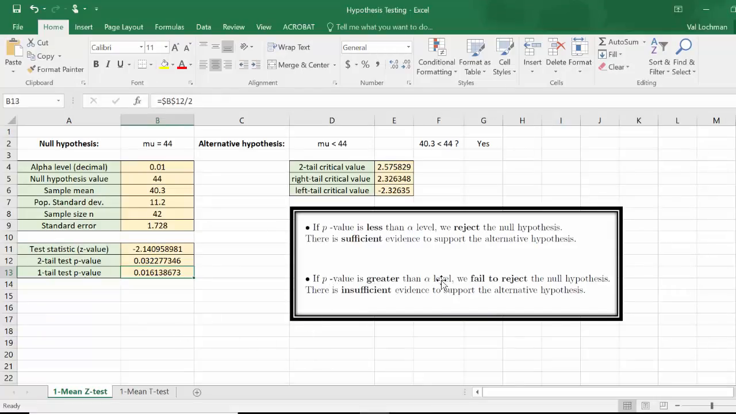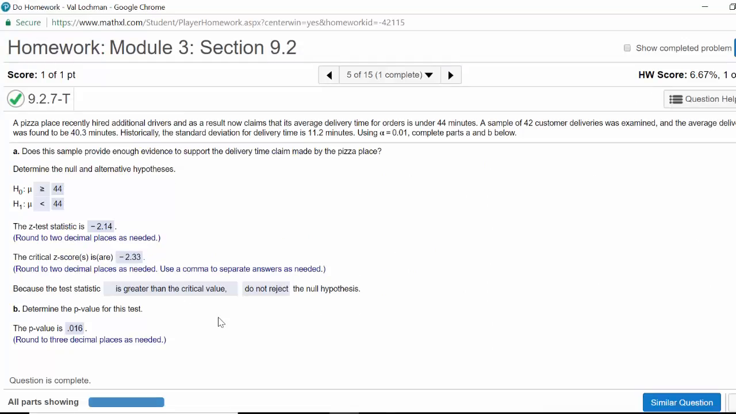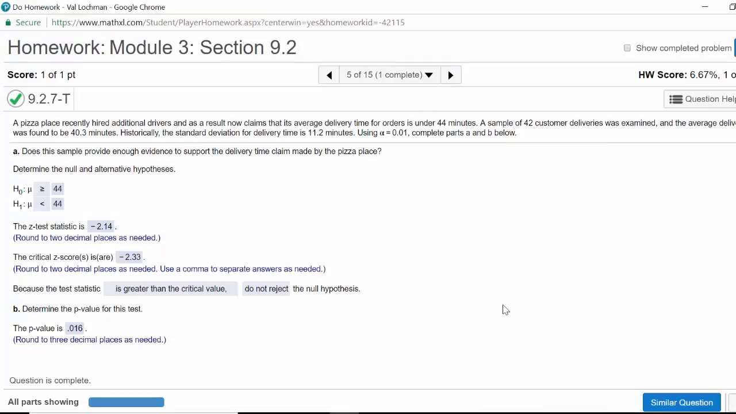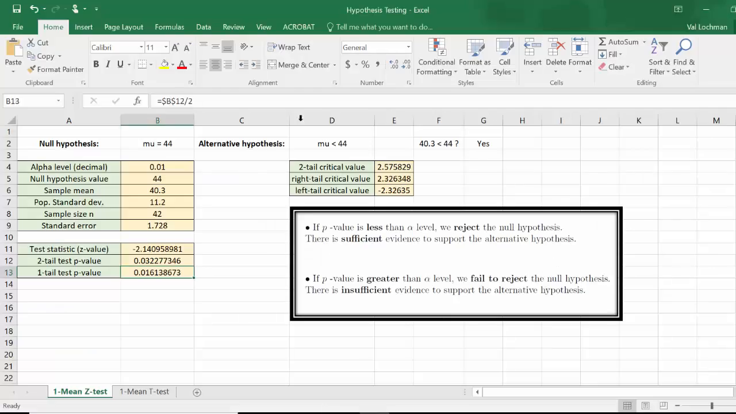The p-value is greater than alpha level. We fail to reject the null hypothesis. The conclusion is still the same. We do not reject the null hypothesis. And we would say there's insufficient evidence to support the claim that the mean time delivered is less than 44 minutes. Even though it looks like this number is smaller, it's not significantly smaller. All right, so here's your example of a left tail hypothesis test.